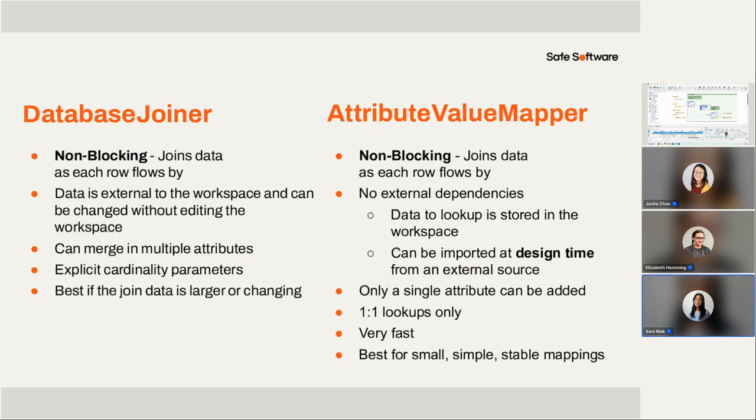Bit of a bonus transformer for you all. The attribute value mapper is similar to the database joiner in that it introduces a lookup table to your workflow, but instead of pulling out an existing one externally, you can create or import one into the transformer. So that means that your lookup table is going to be saved in this transformer in the workspace, and if you want to make changes, you'll have to go back to this one specific transformer in that specific workspace.